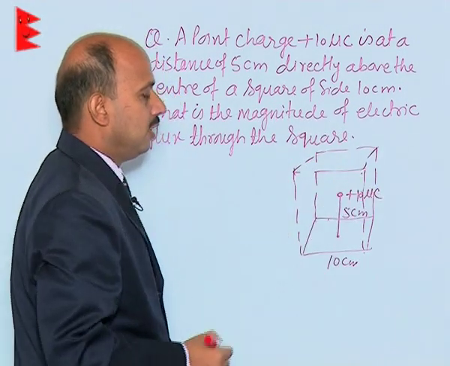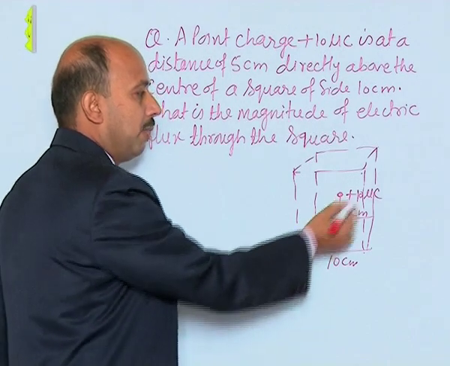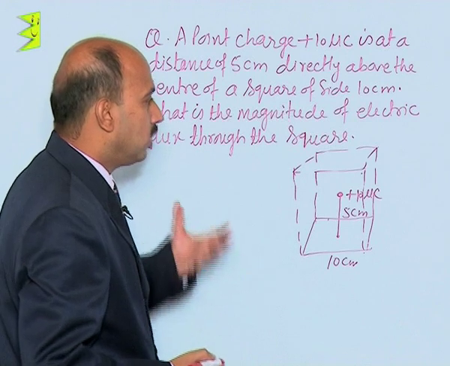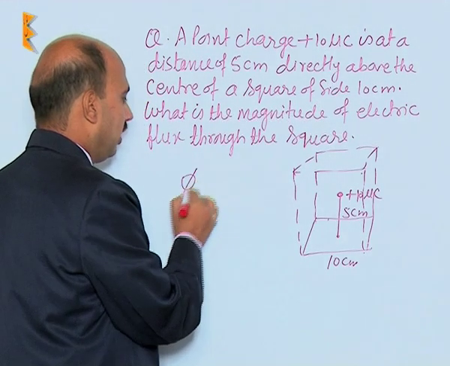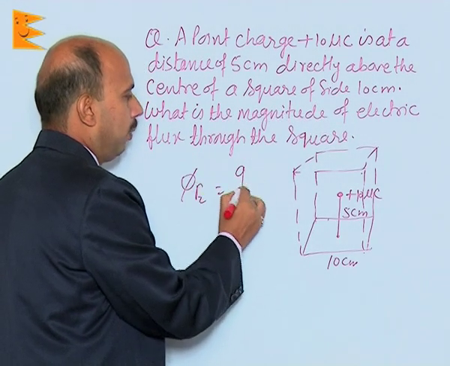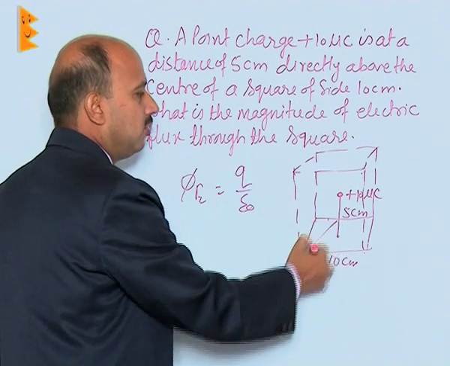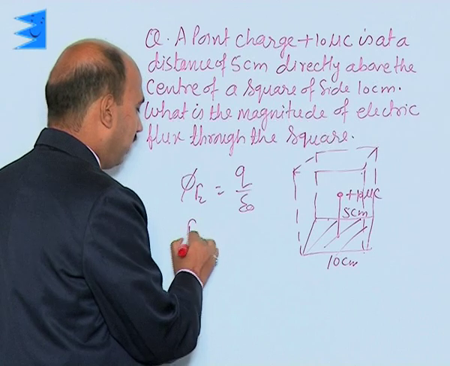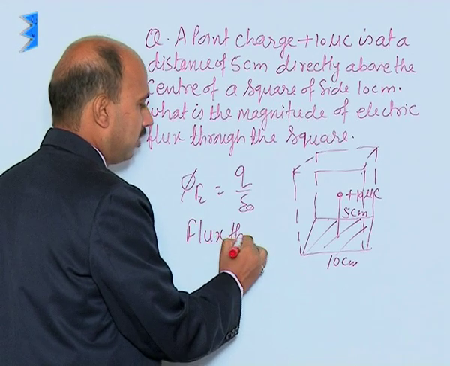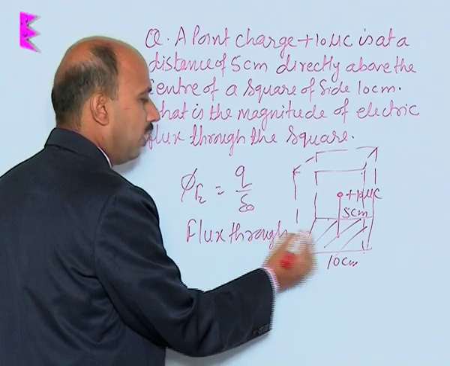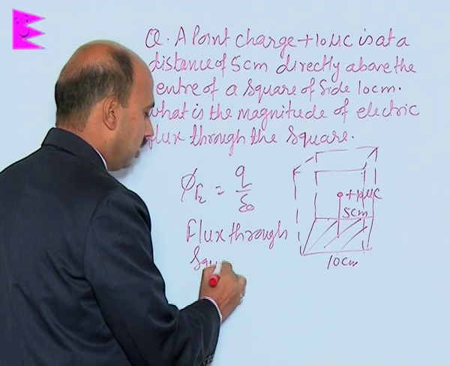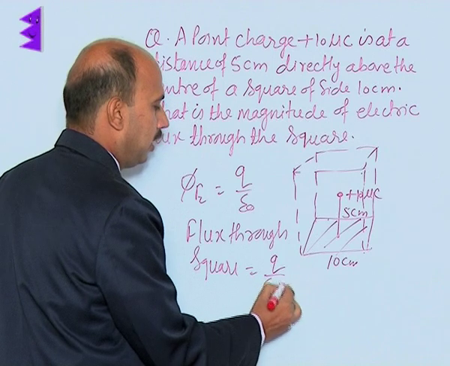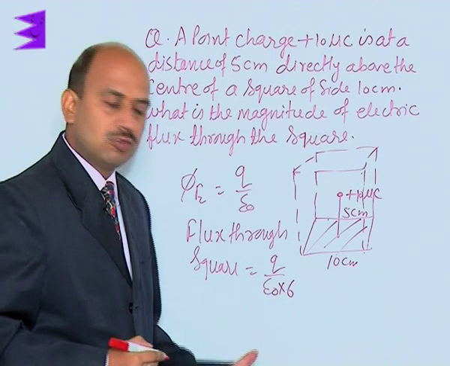So this charge is enclosed now here by this cube. So this cube has got the 6 faces. So total flux through all the faces is equal to q by epsilon naught. This square is acting as one of its faces. So the flux through one face, that is a square, is equal to q by 6 epsilon naught, 1 by 6th of that.